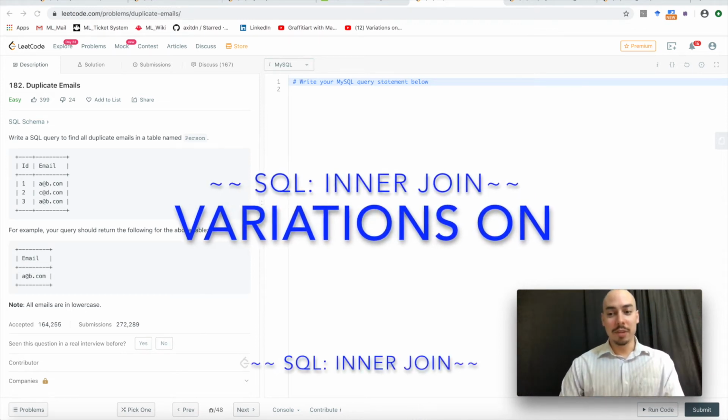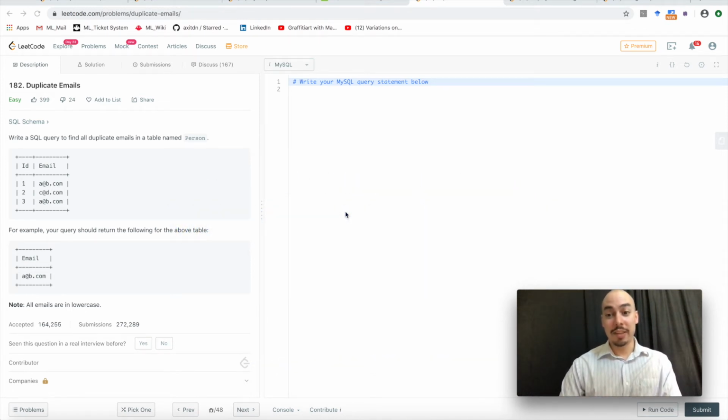Variations on a theme in SQL. And the theme today is inner join. Let's have a look at 3 different LeetCode problems, all pertaining to that theme, and how we can use the theme in order to solve that problem in different variations.